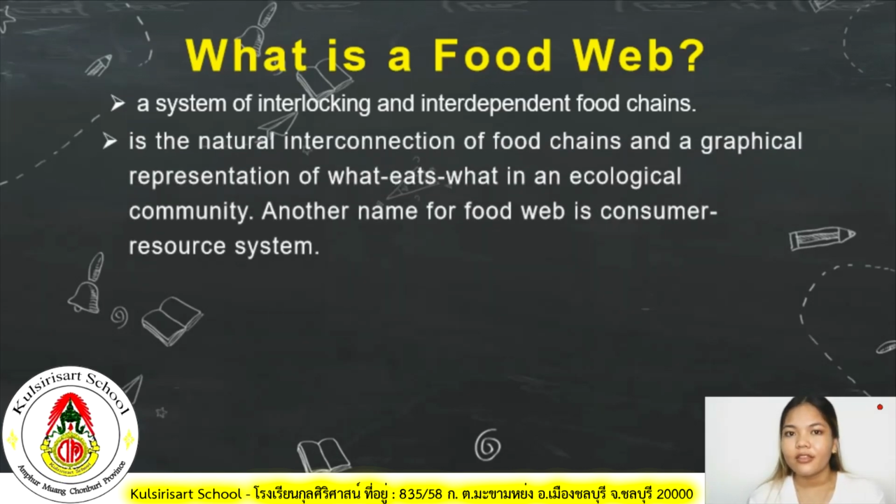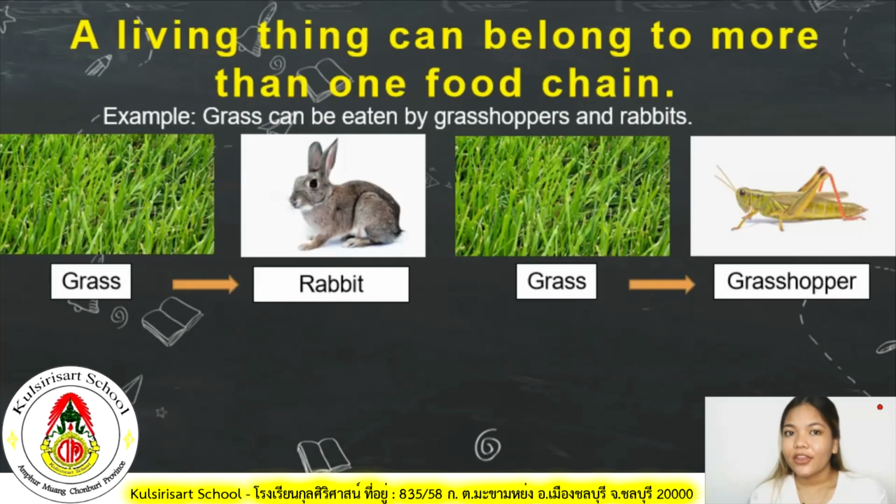Now, in another definition, a food web is a natural interconnection of food chains and a graphical representation of what eats what in an ecological community. Another name for food web is consumer resource system. So basically, when we say food web, it's just a series of food chains. In a food web, we can have 2 or 3 or more food chains. A living thing can belong to more than one food chain.